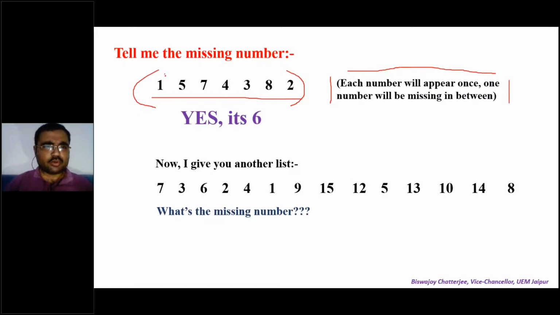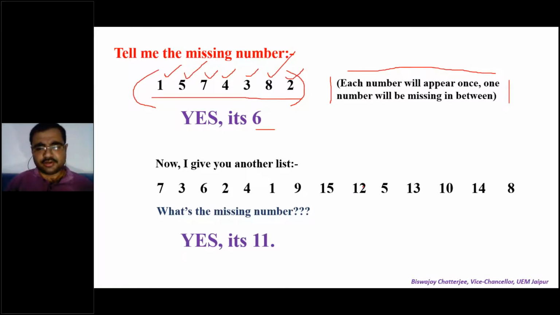Like in the previous case, you saw 1 was there, 2 was there, 3 was there, 4 was there, 5 was there, 6 was not there, 7 was there, 8 was there. So in between, the number which is missing was 6. Like over here, in this list, which number is missing? As you can very quickly find out again, 1 is present, 2, 3, 4, 5, 6, 7, 8, 9, 10 are present. If you look at 11, 11 is not present. So all of you can understand immediately, yes, it's 11.